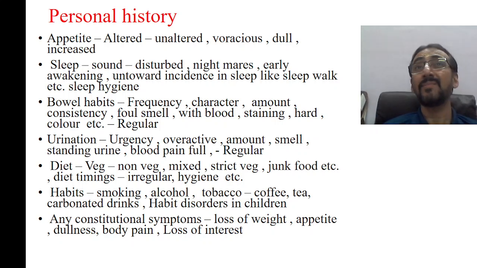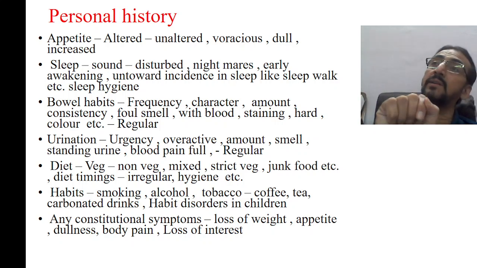Now look at some of the habits. Habit is one more important personal history. In childhood, usually we will assume that they don't have any bad habits, but still if the parents have bad habits, they may have an impact on the child also, passive smoking and all those things. Now smoking, then alcohol, tobacco, coffee, tea, then carbonated drinks, etc. have to be asked. Adolescent boys and girls may be the victims of all these bad habits, smoking, alcohol, etc. So in that condition, you have to take a thorough history of the habits in the personal history.